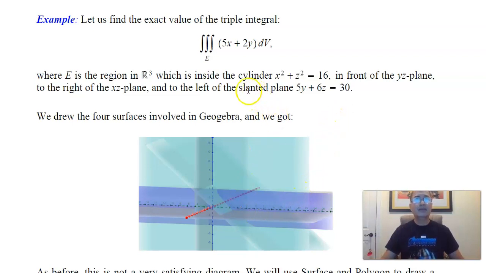If you go to GeoGebra and you input this cylinder, and y equals 0, and of course x equals 0, and you enter this plane, you're going to get this diagram. That's not a very satisfying diagram by any means. So we'll go on to the next page, and we'll see a nicer version of it.